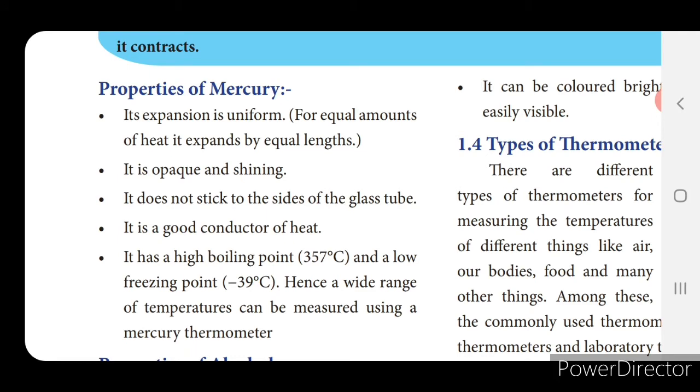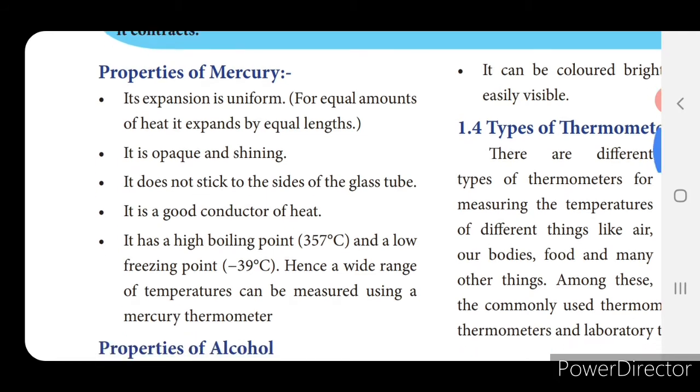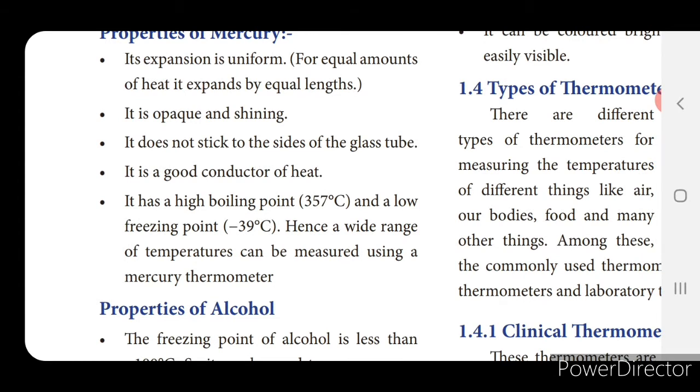Okay children, the next one: it is a good conductor of heat. A conductor is something that allows heat to pass through it. So only it can be used as a thermometric liquid. It also has a high boiling point, that is 357 degrees centigrade, and a very low freezing point, that is minus 39 degrees centigrade. So only it is used as a thermometric liquid. Hence a wide range of temperatures can be measured using a mercury thermometer.